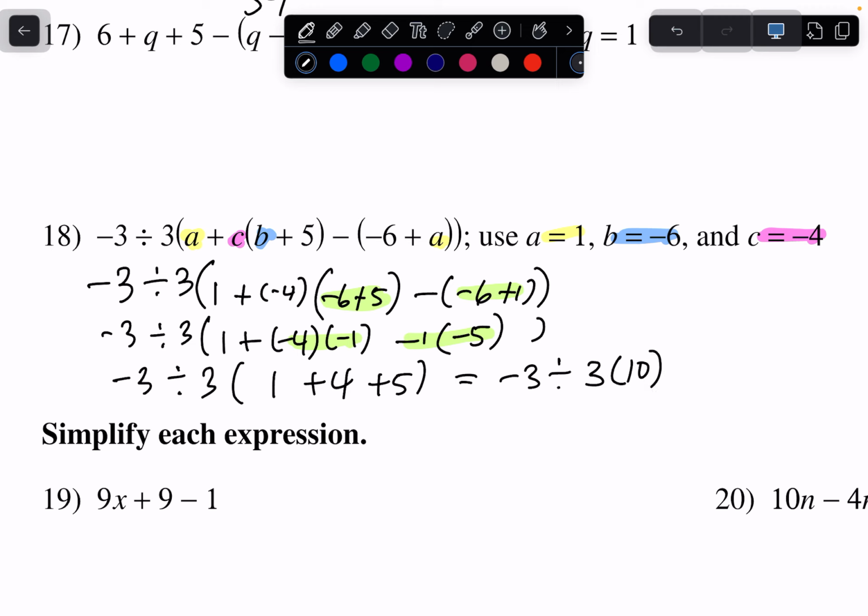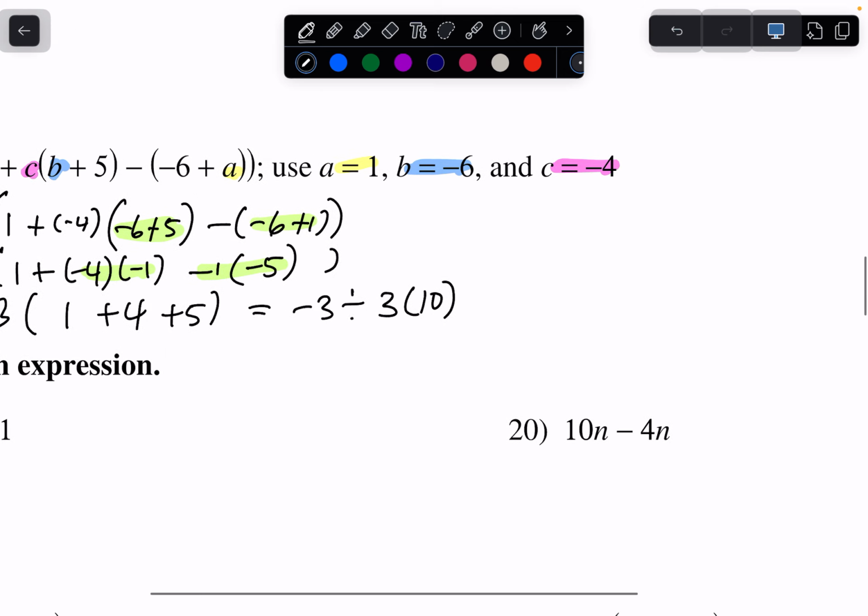Now we have to multiply or divide from left to right. So the division comes first. Left to right. So -3 divided by +3 comes first, and that's -1. Now we use the 10, and we get -10.